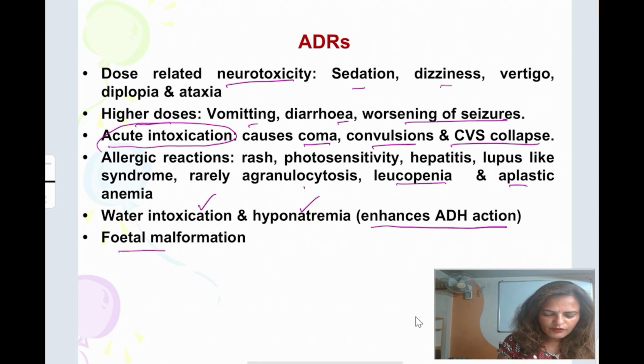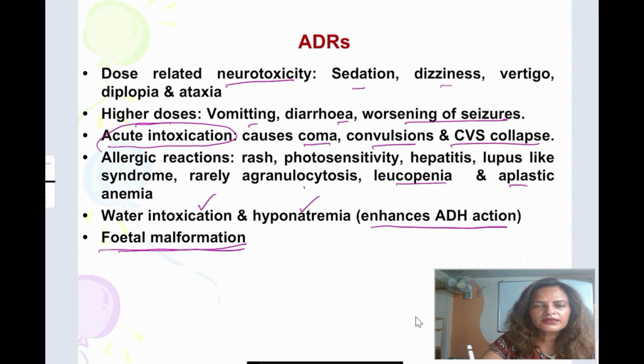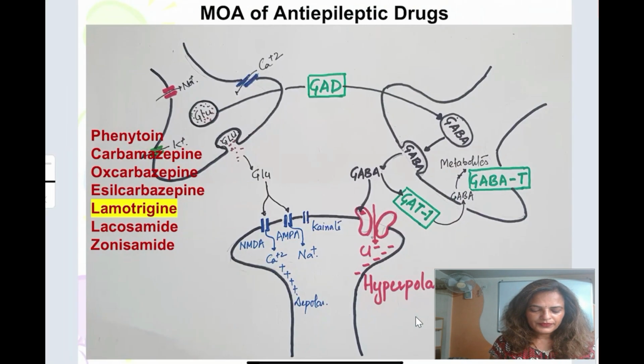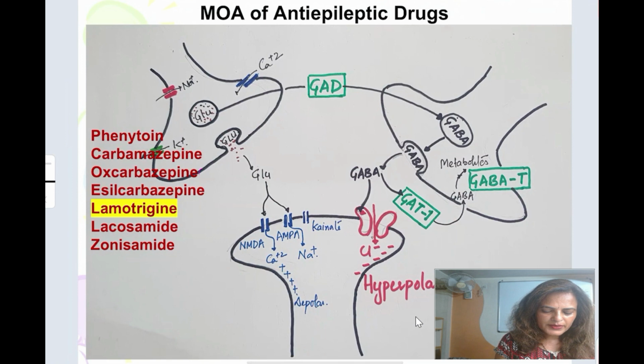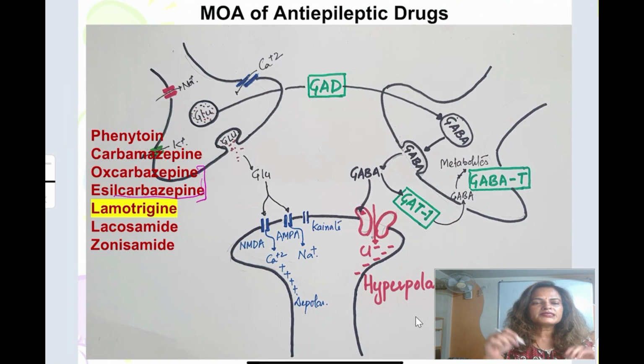Then fetal malformation. Fetal malformation is not really seen with carbamazepine alone, but if you are going to give this in combination with sodium valproate, then fetal malformation can happen. So another one is oxcarbazepine and eslicarbazepine. Already I have told you the difference between these and carbamazepine. Otherwise, the mechanism of action and the rest of the things are the same.